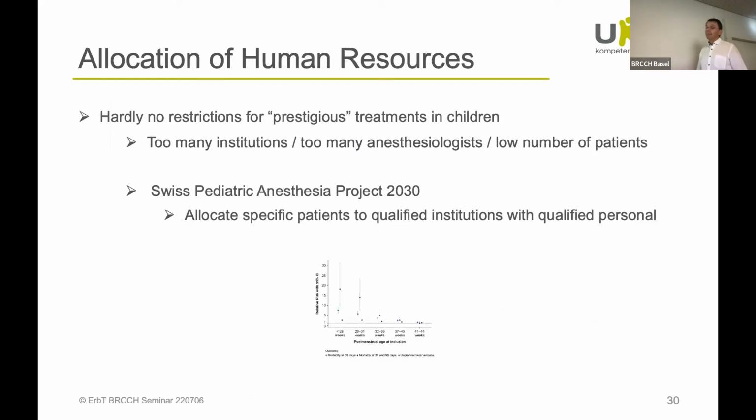Now, the last point refers to the allocation of human resources. In order to have a good treatment in children, you can't ignore the human factor. And in Switzerland, with really a lot of resources, you hardly have any restrictions for prestigious treatments. For example, in Switzerland, we have 4 centers where cardiac surgery is done. So in the end, we have too many institutions, and also when taking into perspective our situation, too many anesthesiologists who treat a low number of patients.